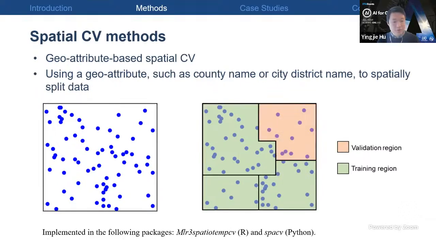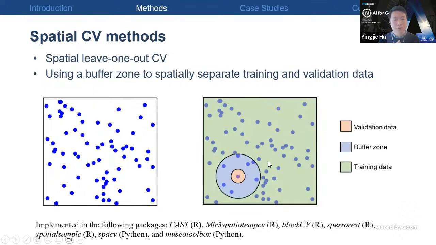The next one is geo-attribute-based spatial cross-validation. Basically, we can use a geo-attribute such as county name or city district name that often exists in the geographic data sets that we work with. And we can use some regions, for example, in this case 3 regions for training and then another region for validation.